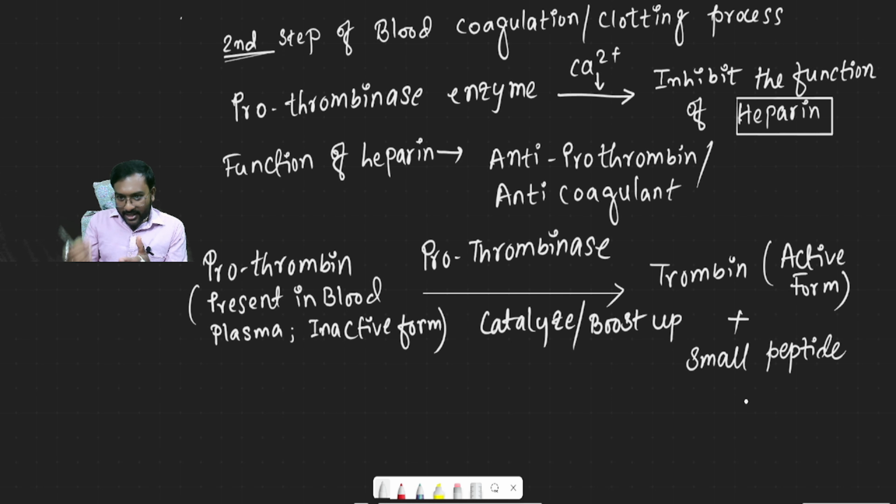As well as that, within the blood plasma the prothrombin is present in inactive form. The conversion of prothrombin into thrombin and some small peptide elements is catalyzed by the well-known enzyme prothrombinase, which is the end product of the first step of blood coagulation. So this is the overall scenario of the second step of the blood coagulation or blood clotting process.